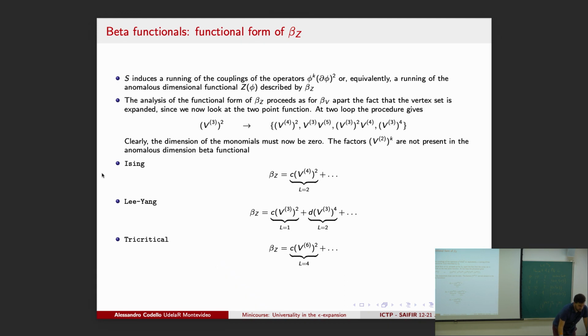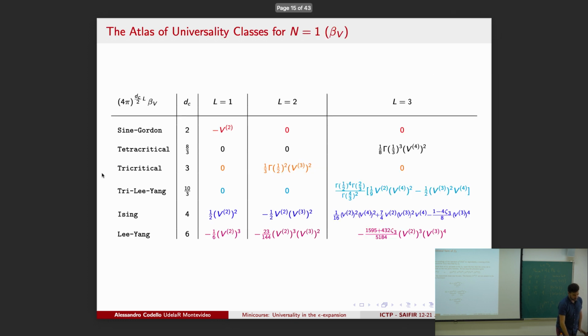Okay, we can do something similar exactly for the beta function of the Z. Exactly the same kind of reasoning, and write down the thing. And so once we do this, now we are ready to summarize everything. And this is the summary that we were looking for. So this is our atlas of universality classes in the n equal 1 case. Okay? So what is the logic of this table?